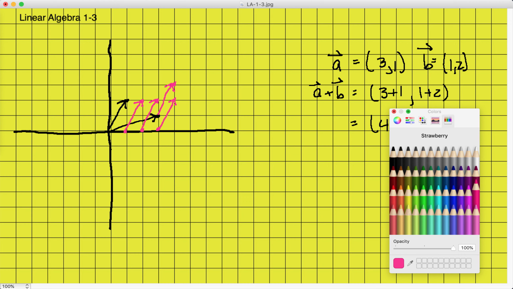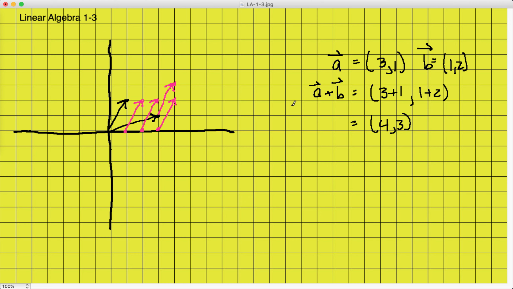Now, if you look at this point right over here, that is 1, 2, 3, 4, 1, 2, 3. That is 4, 3. And what I have here then is that the vector A plus the vector B is actually equal to this vector right over here.